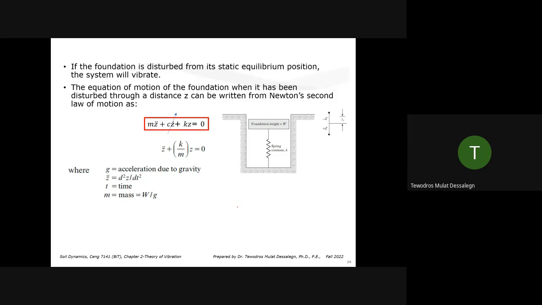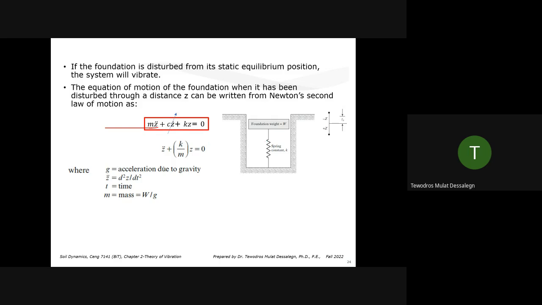If the foundation is disturbed from its static equilibrium position, the system will vibrate. The equation of motion of the foundation when it has been disturbed through a distance Z can be written from Newton's second law of motion as mass times acceleration, plus damping times velocity, plus stiffness times displacement, equals 0. We say 0 because it has no constantly applied force. And we also assume there is no damping, so we cancel out the damping. So the equation of motion is just the inertial component plus the stiffness component equals 0.